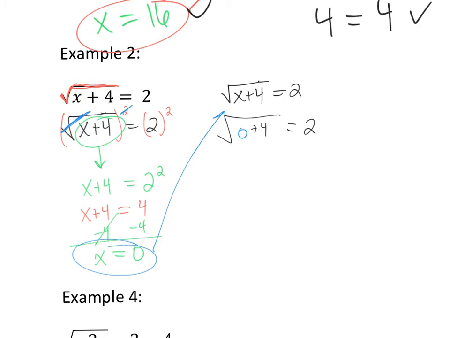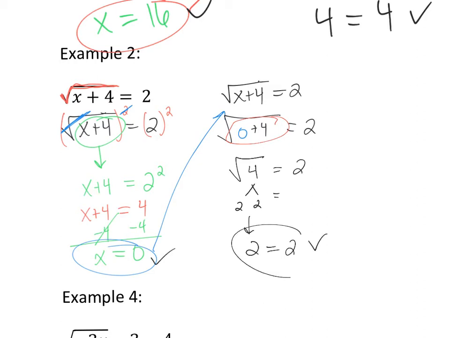Now, when you are checking, only when you are checking, you want to make sure that you are doing what's under the radical first. Okay, so we have the square root of 0 plus 4, which we know is just 4. Now, we know that the square root of 4 is 2 times 2, right? So what drops down is 2 equals 2. We know that x equals 0 is correct because 2 does indeed equal 2.